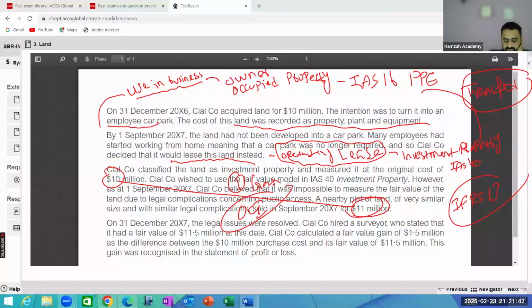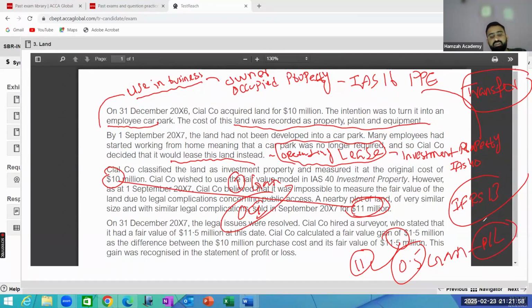Yes, the subsequent gain: you have measured the property on 1st September at 11, and at the year end, the fair value is 11.5. There is a further gain of 0.5 million, and that gain should be reported as per IAS 40 in the profit and loss account.